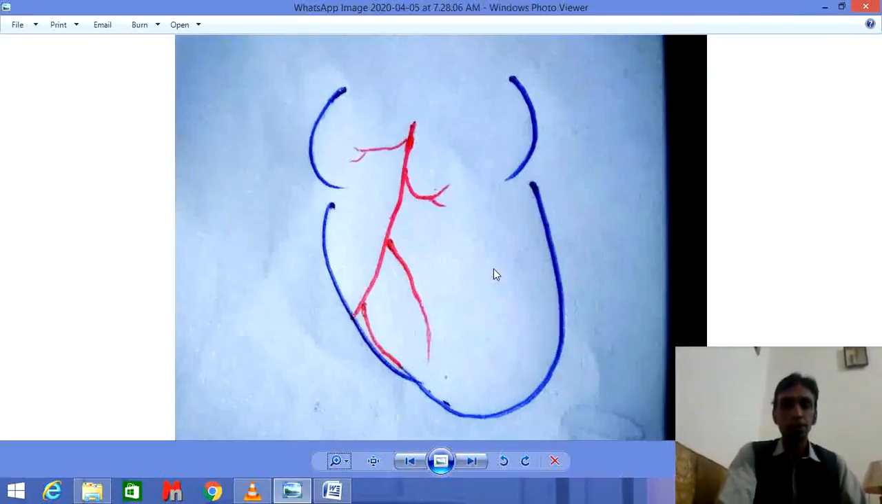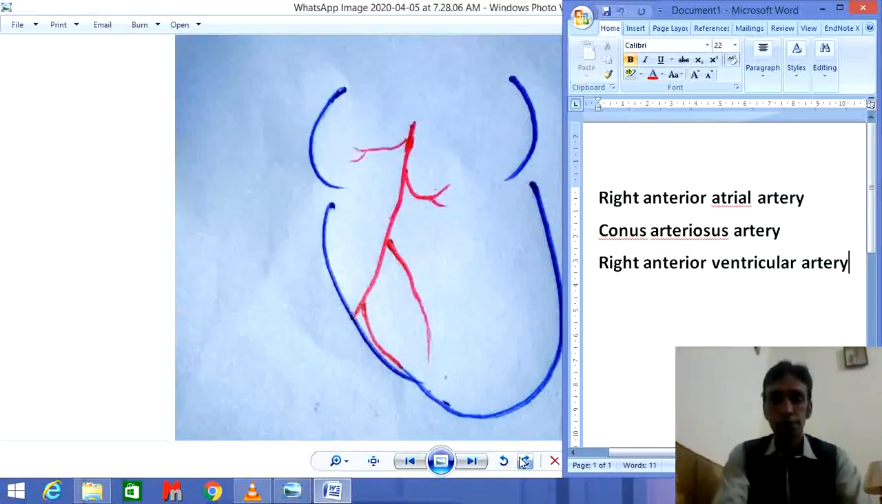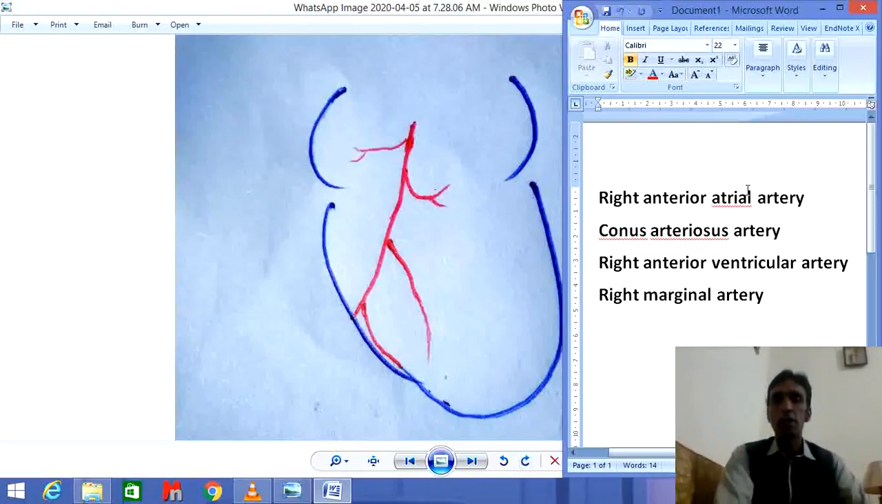Now the next one. This is the right coronary artery, and this is the right anterior ventricular artery. This is the second branch of the right coronary artery, after this one. This is called right marginal artery. Right marginal artery provides blood to the right margin of the heart, which is neither anterior nor posterior. This is the marginal part of the right side of the heart. That is why this is called the right marginal artery.